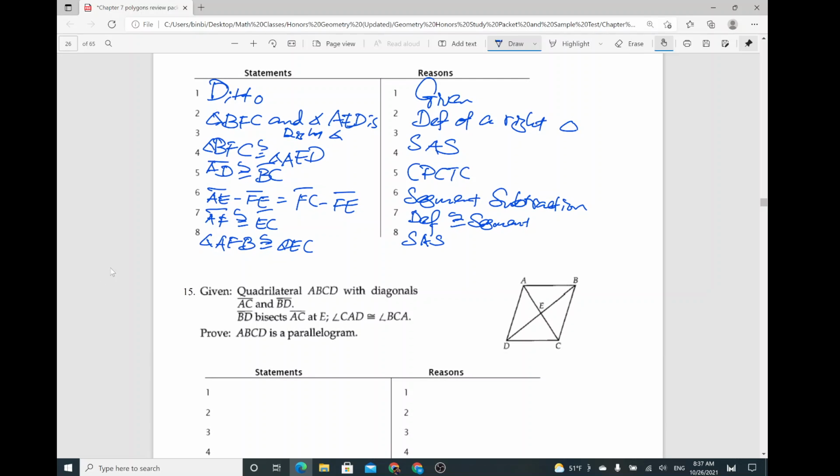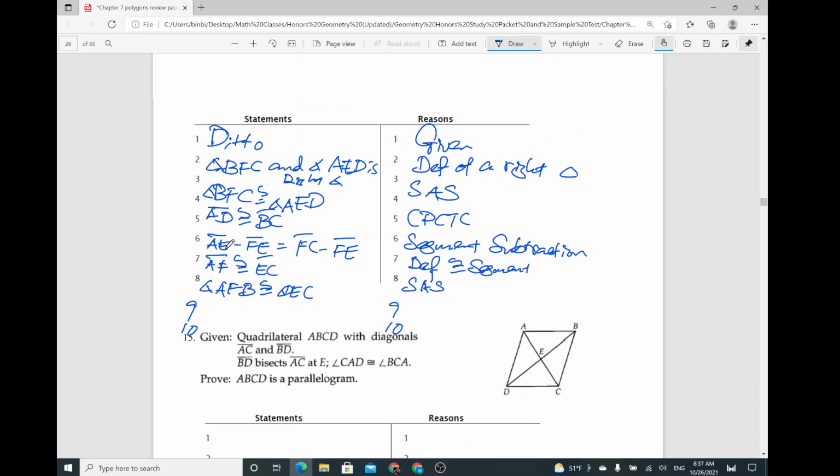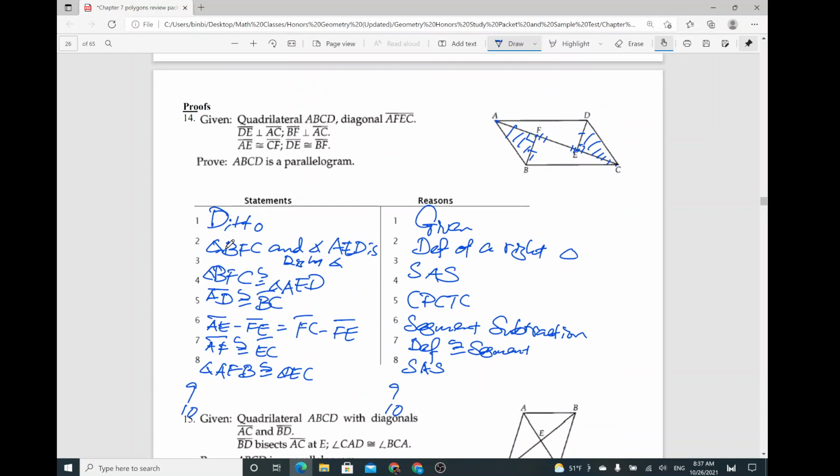Okay, so let me just add one thing on. Actually two more statements, two more reasons. So therefore, segment AB is congruent to segment DC or CD. Again, CPCTC. And by using these two statements here, statement number 5 and statement number 9, we can say that quadrilateral ABCD is a parallelogram. Definition of parallelogram.